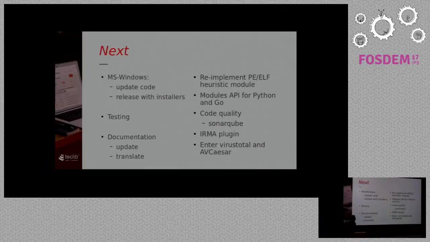We need, of course, more testing and documentation. But among other things, we would like to re-implement the current heuristic module for binary scan and probably integrate it in a better way with Yara rules. And as I said, to provide an API to allow people to integrate scan modules written in Python and Go.